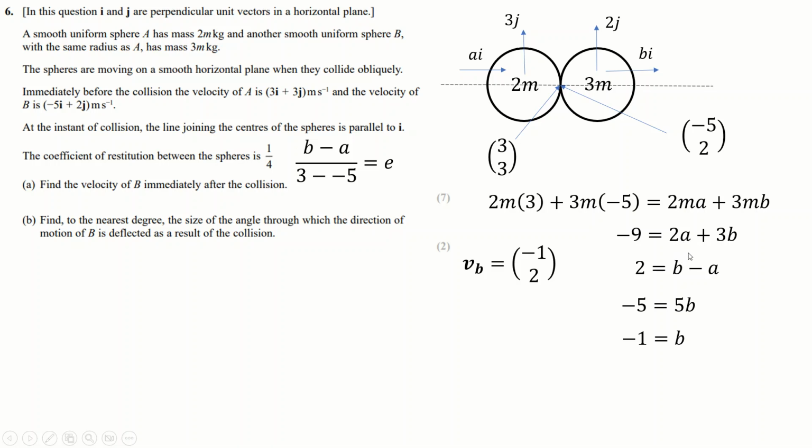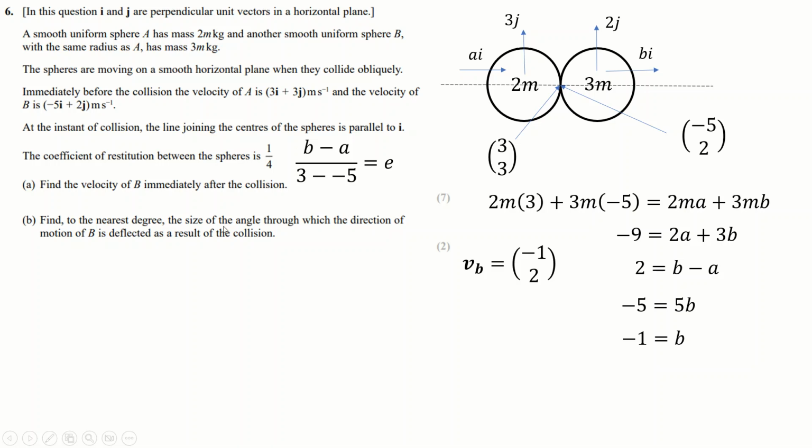I think what I've probably done here is times this one by 2 and added them to get this, which gives me b as 1. And I already knew that the vertical component was 2, so that gives me a velocity of b of minus 1, 2. Cool. So that's all good.